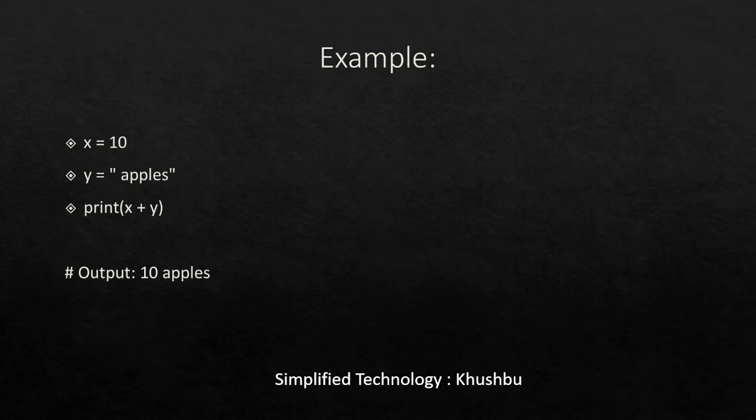Suppose there is a variable x and we assign it the value 10. Similarly, there is a variable y and we assign it a string value apple. Then when we print x plus y, the output will be 10 apples. So the Python interpreter automatically concatenates the two variables of different data types.